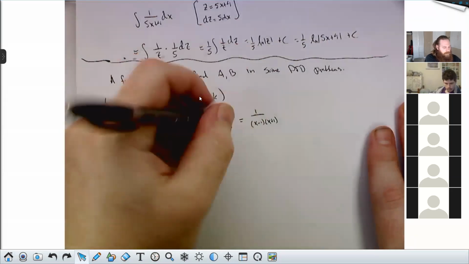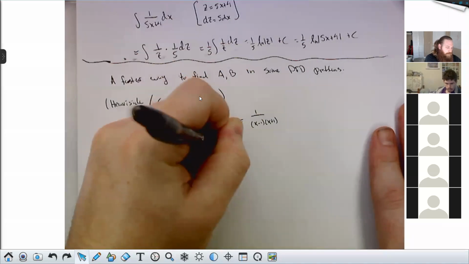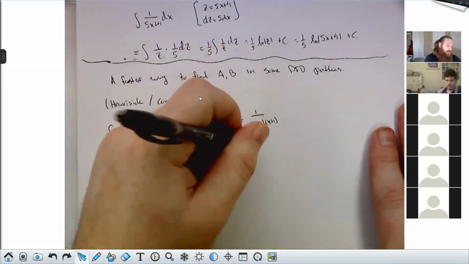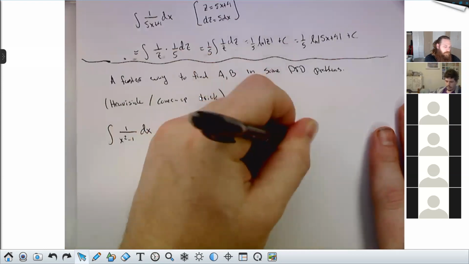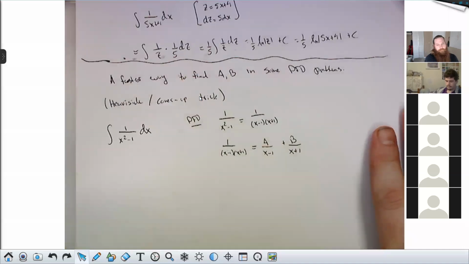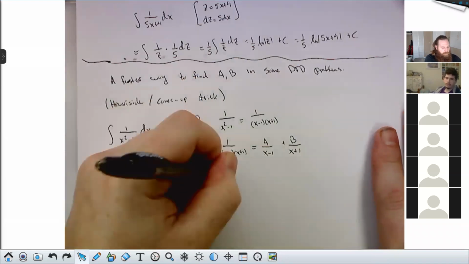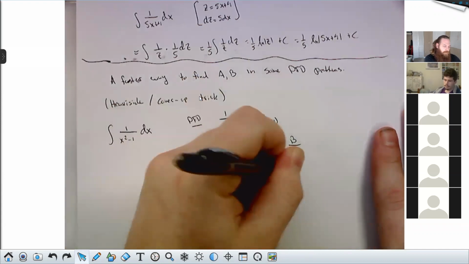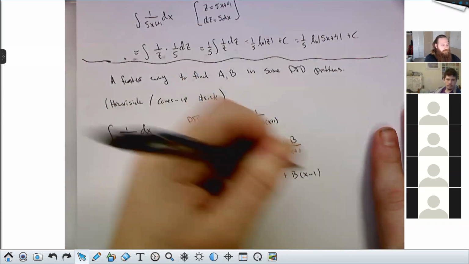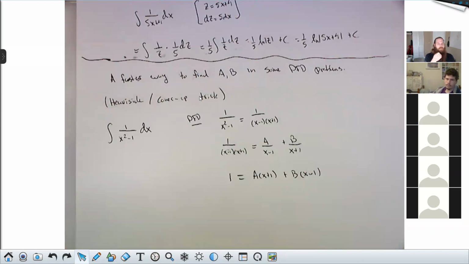So I factor first, and then I say, okay, 1 over x minus 1 times x plus 1. I can set this up as a over x minus 1 plus b over x plus 1. And then that's the same as saying 1 equals a times x plus 1 plus b times x minus 1. This expression is supposed to be true for all values of x.